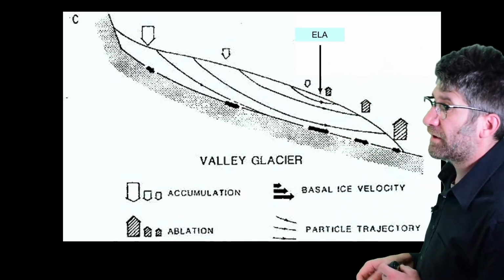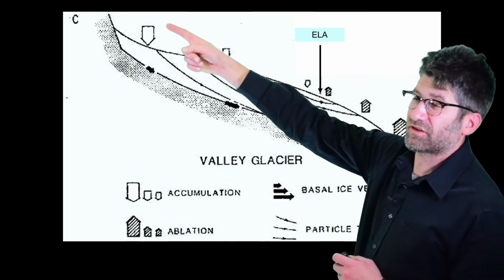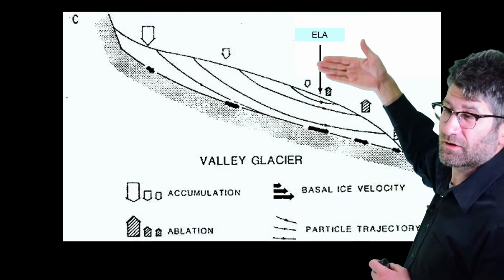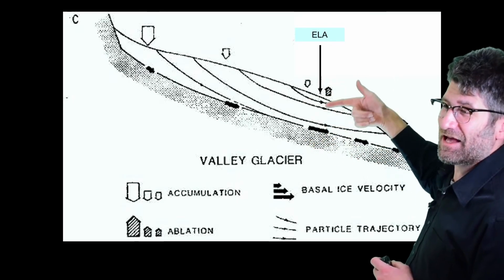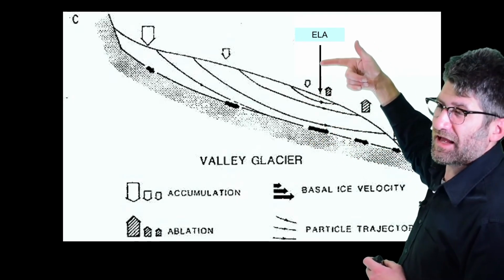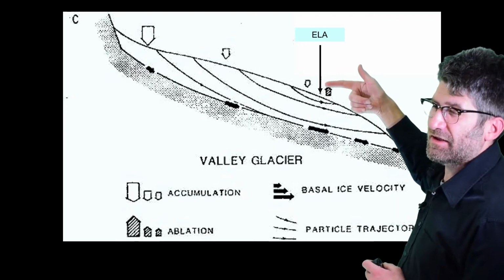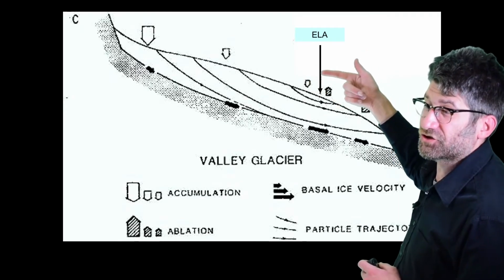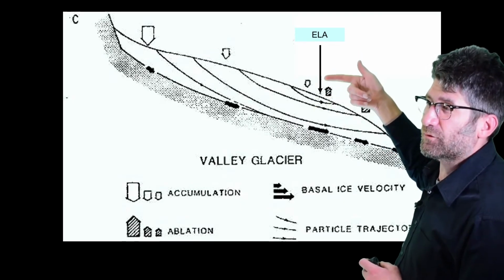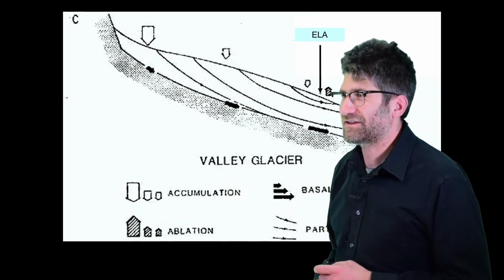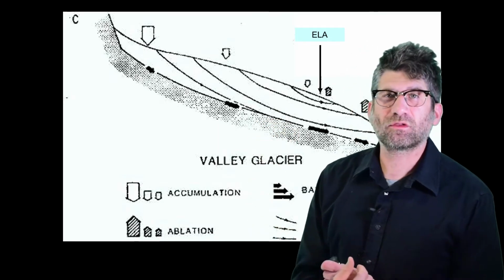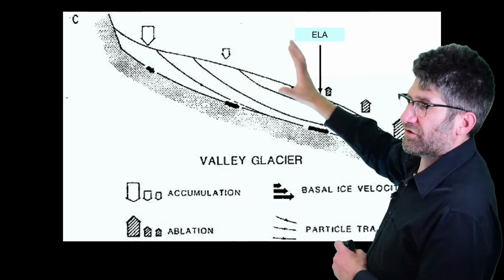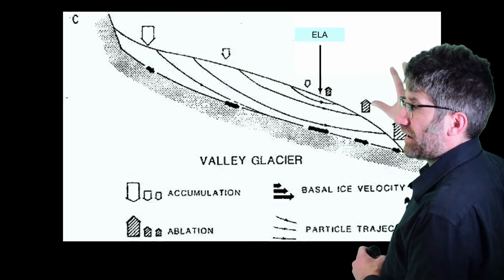between the zone of accumulation at the top of the glacier and the zone of ablation at the bottom of the glacier, right here, we call that the ELA. This is where you have exactly the same amount of material coming in and the same amount of material leaving the glacier. That's called the ELA, the equilibrium line altitude. Write that down, ELA, equilibrium line altitude. Above that, we have the accumulation zone. Below that, we have the ablation.